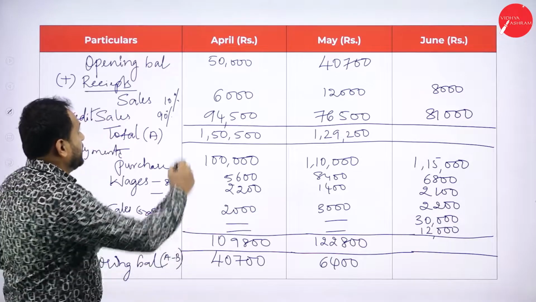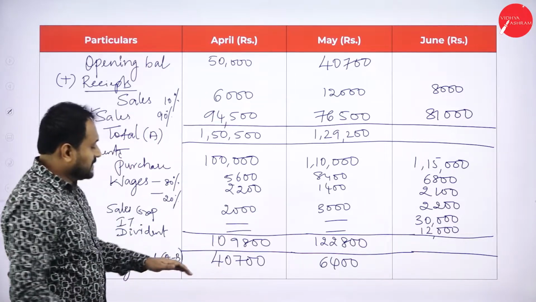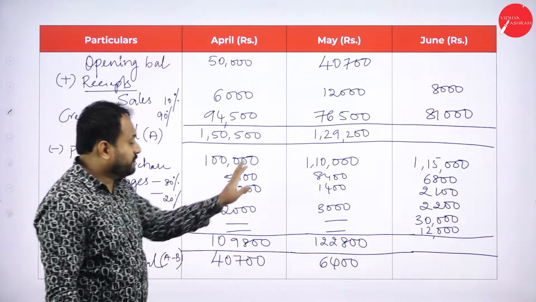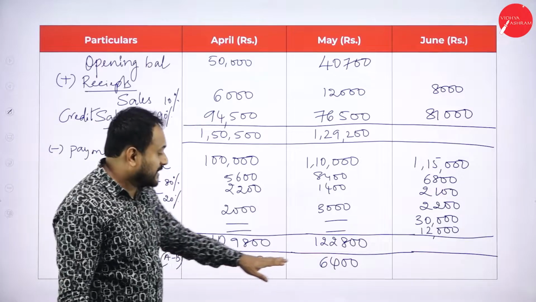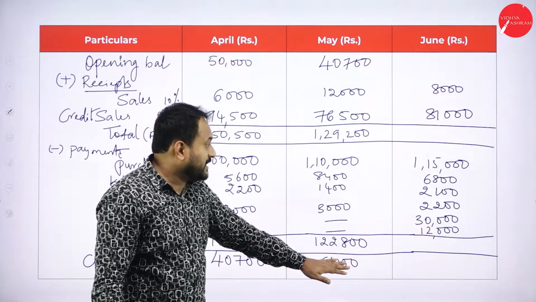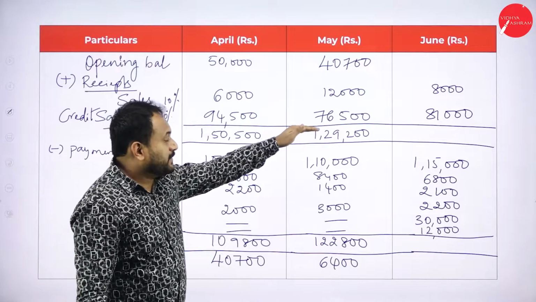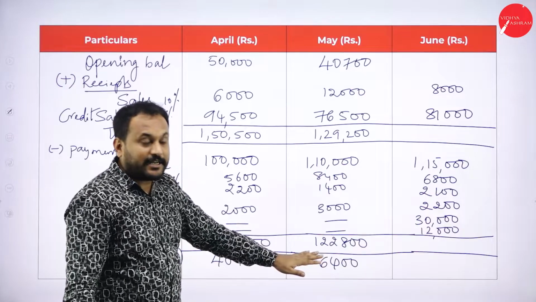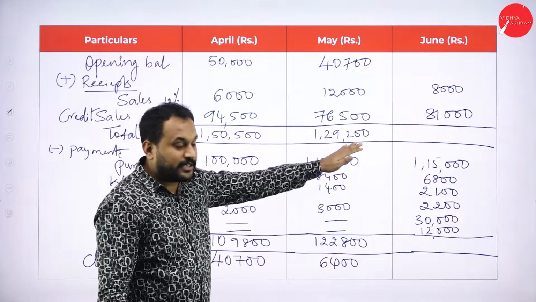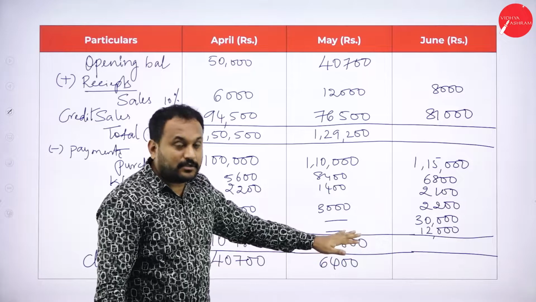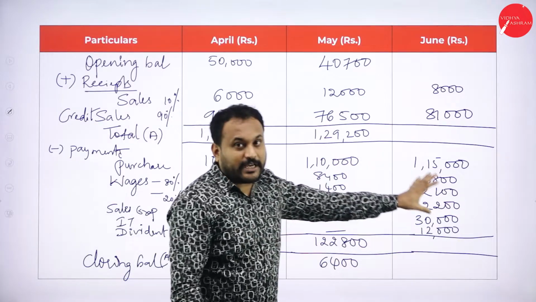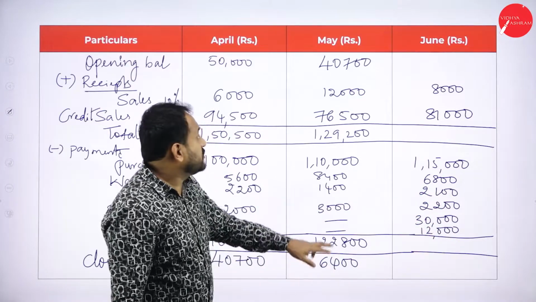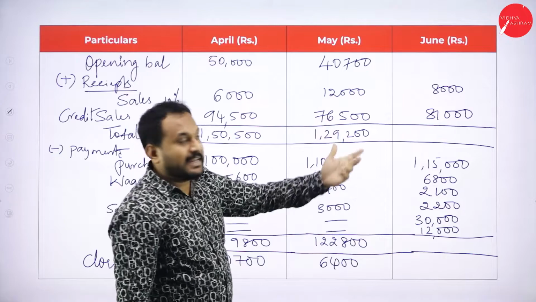Now understand here, in the month of April, I have a cash balance, that is the closing balance, of 40,700. But in the month of May, what happened? From 40,700, it has come to 6,400. That means receipts, when you compare with payments, are more: receipts 1,29,200 and payments 1,22,800. Though receipts are more, next we need to check whether we will have surplus or deficit. The closing balance of May will be the opening balance of June here.